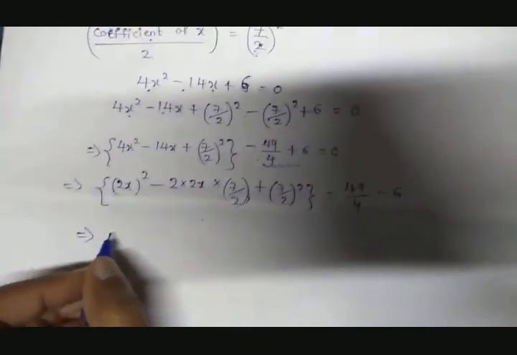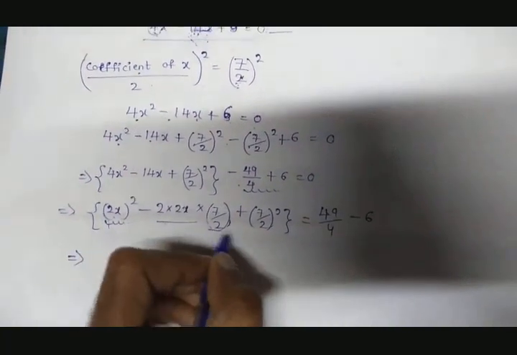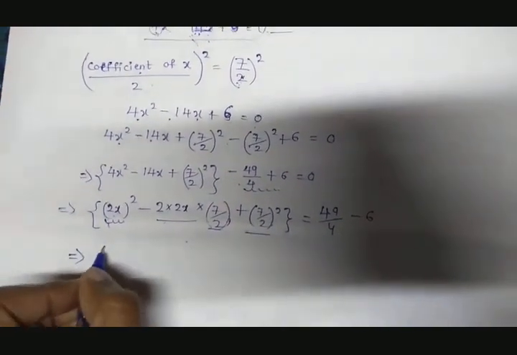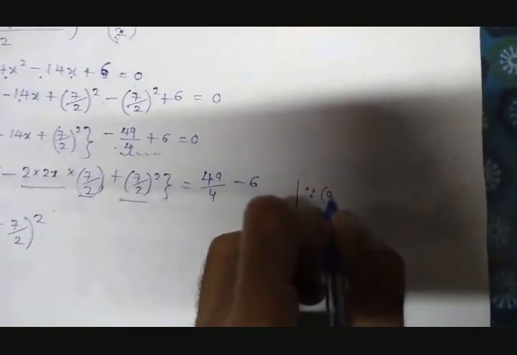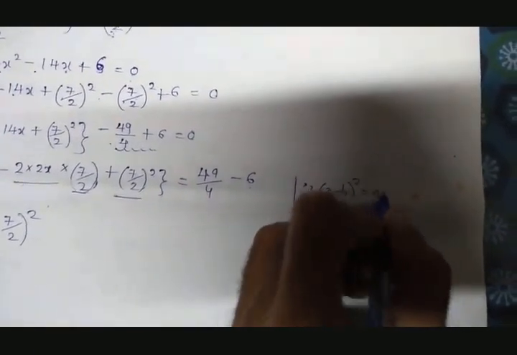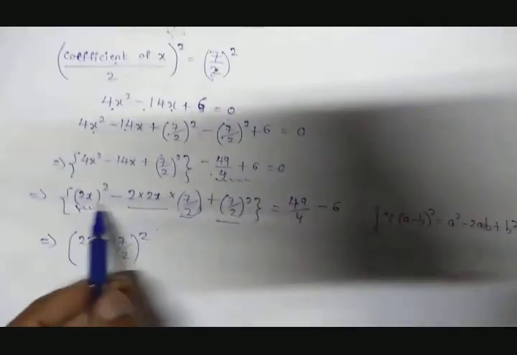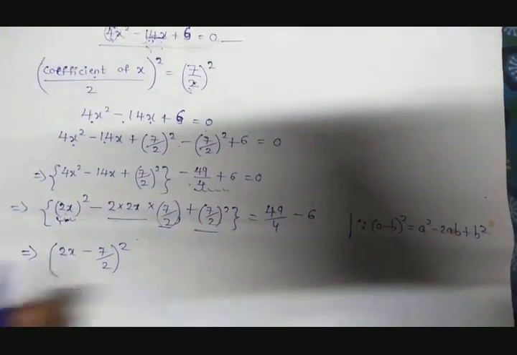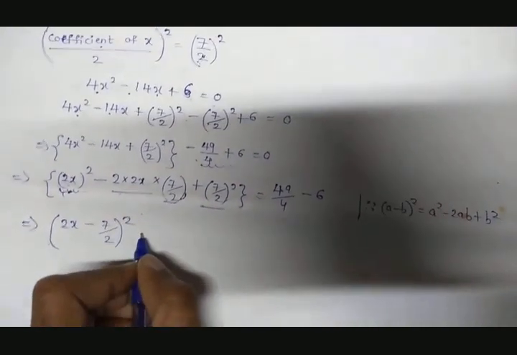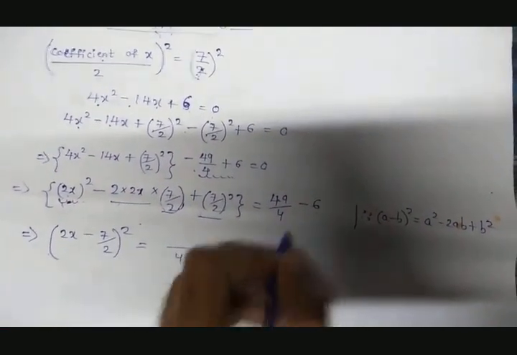So now the next step. This is of the form a square minus 2ab plus b square. So this could be written as (2x minus 7 by 2) whole square. Why? Because it is of the form (a minus b) whole square, which is equal to a square minus 2ab plus b square. So in the place of a we have 2x and in the place of b we have 7 by 2. So this could be written as (2x minus 7 by 2) whole square, which is equal to, now taking LCM.